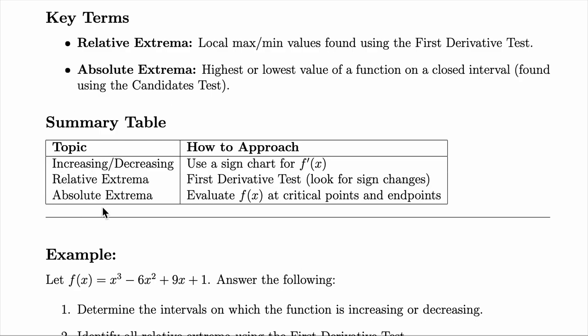So basically, these are kind of the three main topics that you need to know and basically how they relate to the first derivative. So you need to know where the function is increasing and decreasing, and oftentimes use a sign chart for f prime of x to analyze that. Next, you need to know how to find relative or local extrema, which you're going to use the first derivative test to do. And then next, you need to know how to find absolute extrema, which basically means looking at both the critical points, which again is where the derivative is equal to 0, and the endpoints, and basically identifying your global maxima and minima.